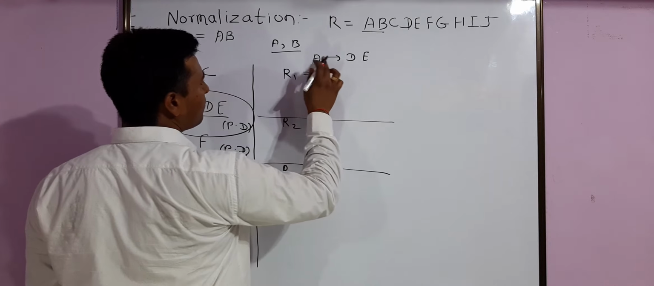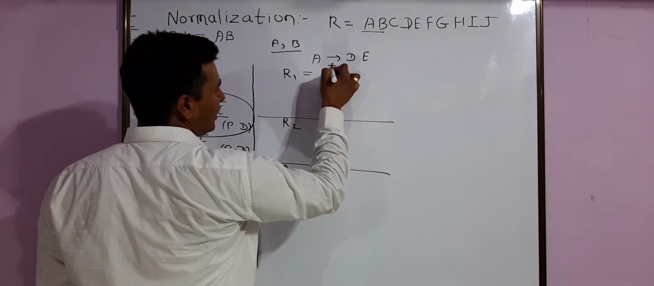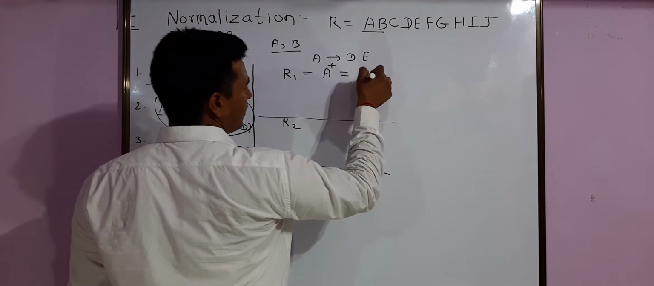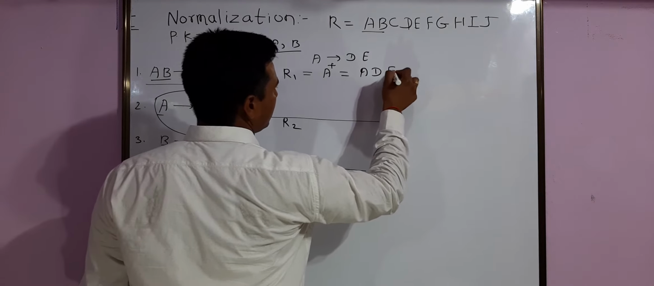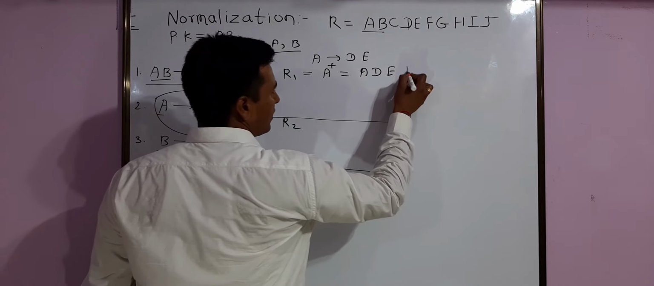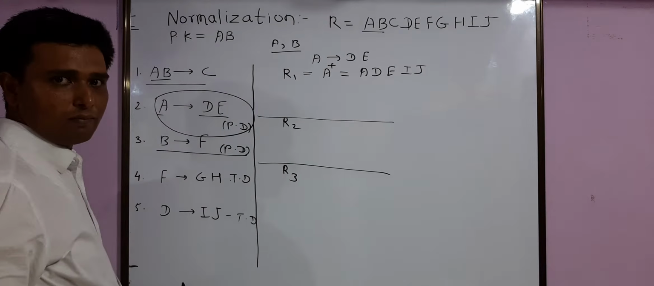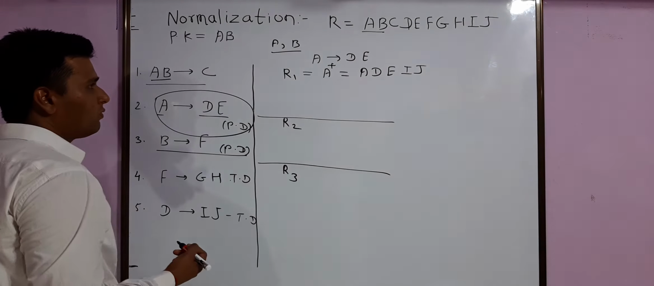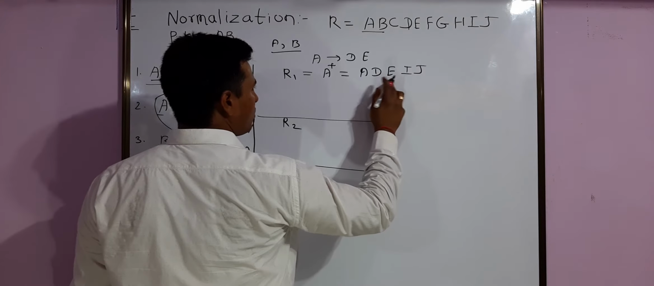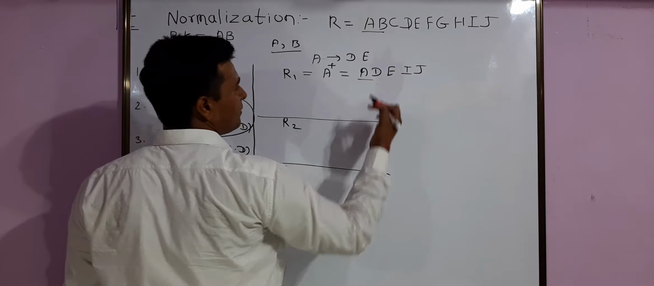Now assume we will combine the LHS and RHS, or another method is we will find A closure. So what is A closure here? In this case, A, D, E. Okay, now again D determines IJ, so I can write here IJ. Another method is we have added ADE, IJ, because D determines IJ, and here the key in the relation will be A.